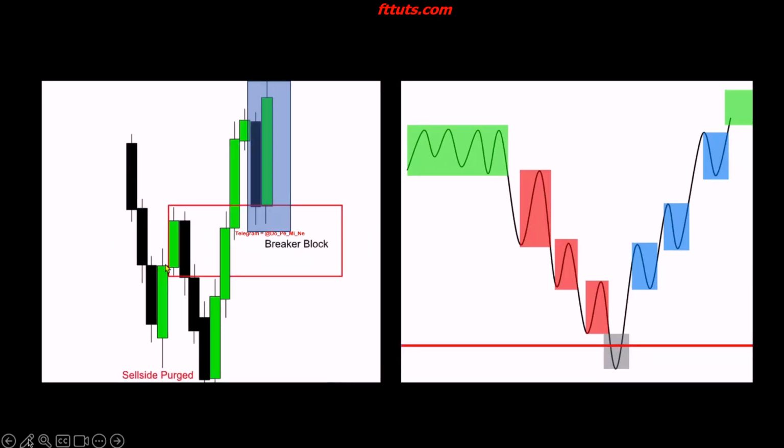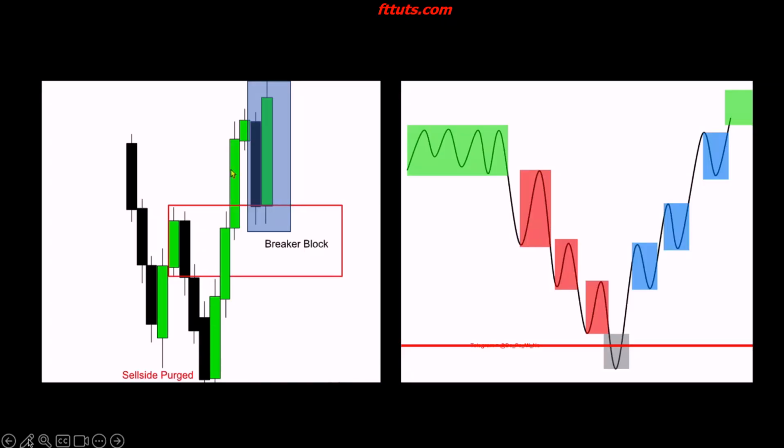If we take a look at the next example, we can see the breaker block example. For the breaker block, we can see that a low gets engineered after sell side delivery occurs. Here, market retraces into what? Into this CB, creates a high.